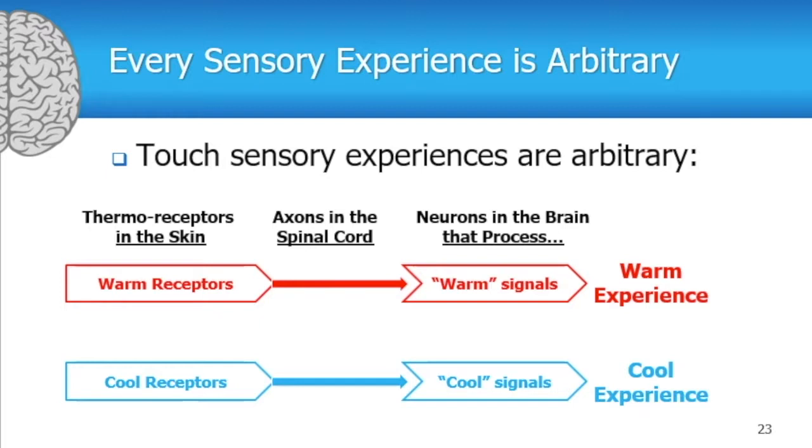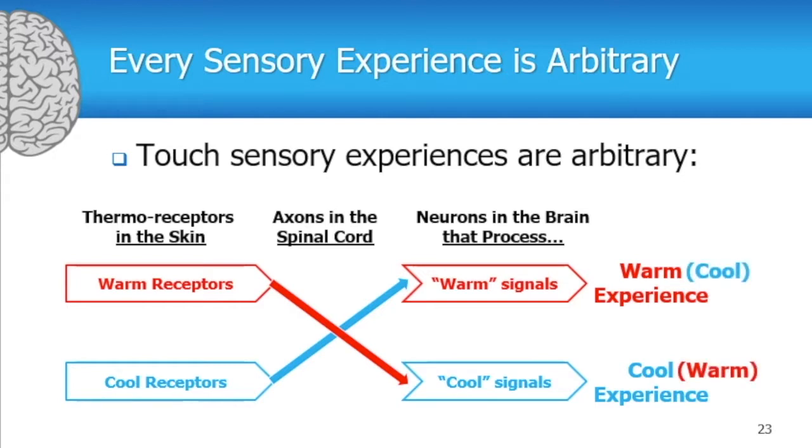For example, imagine that we could magically rewire the axons in the human spinal cord such that the warm and cool signals are swapped. Then when we touch a surface that we previously labeled as warm, we would now experience a cool sensation and vice versa. Thus, the meanings of warm and cool sensations would effectively have been swapped. So the experiences of warm and cool are not at all the same as the temperature of surfaces. These experiences are completely arbitrary, brain-created labels for temperatures.